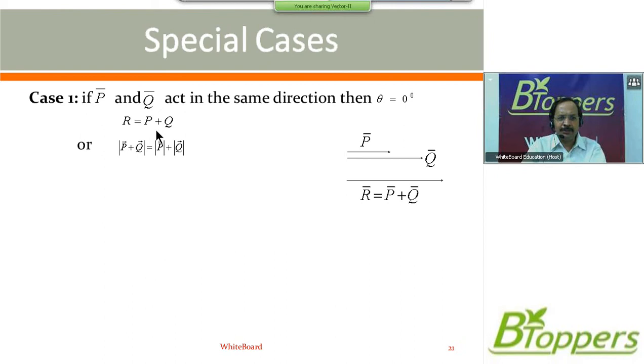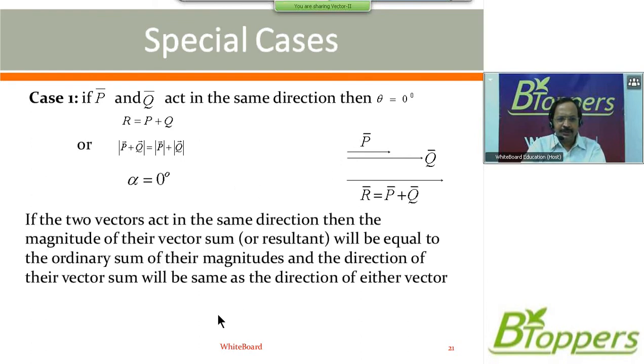This conclusion can also be written this way: modulus of P bar plus Q bar equal to modulus of P bar plus modulus of Q bar. Means the magnitude of the resultant of P bar and Q bar equal to the magnitude of P bar plus the magnitude of Q bar. Here alpha is 0 degrees. That means the angle between the resultant and the first vector P bar is 0 degrees, which means the resultant has the same direction as the vector P bar. So this is a conclusion.